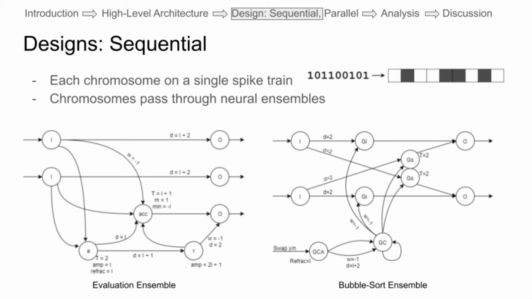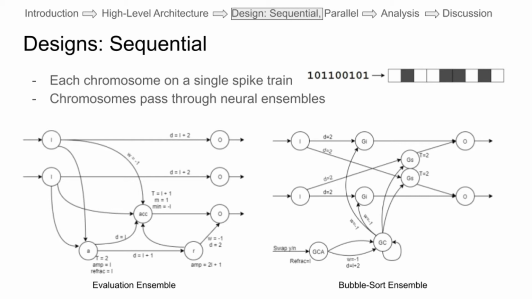The sequential design represents a chromosome on a single spike train over time. So at each simulation time step, the one bit of the chromosome is spiking on the spike train. The chromosomes then get passed through the neural ensembles. So shown here is the evaluation ensemble and the bubble sort ensemble. Both of them get 2 chromosomes as input and give the same chromosome as output, but the bubble sort swaps them if necessary.